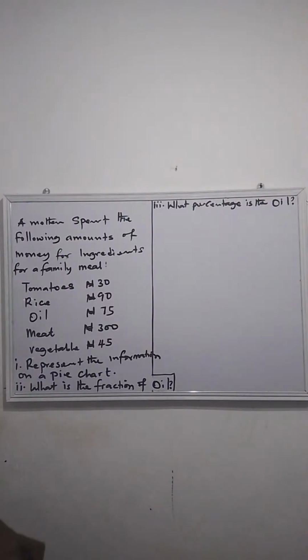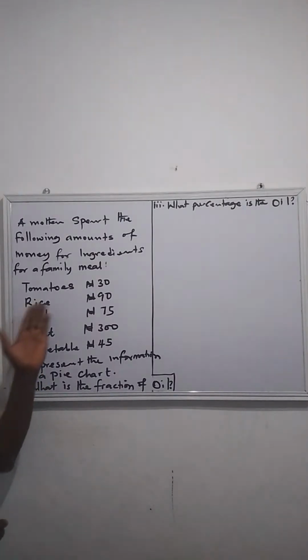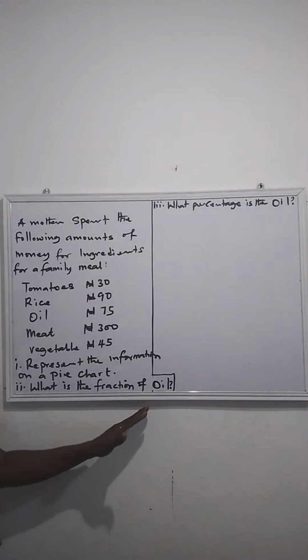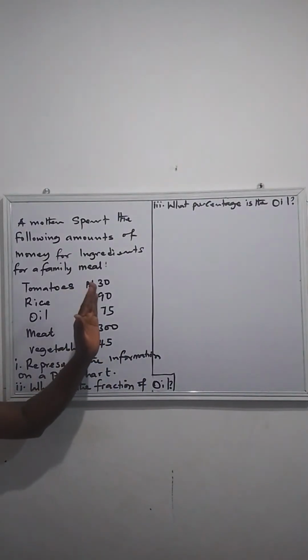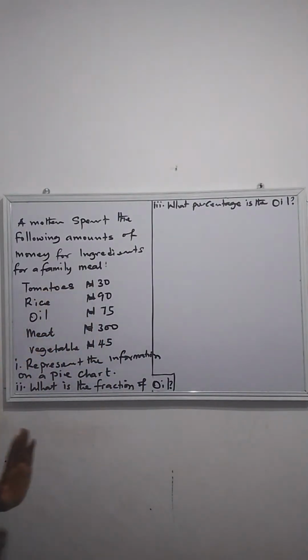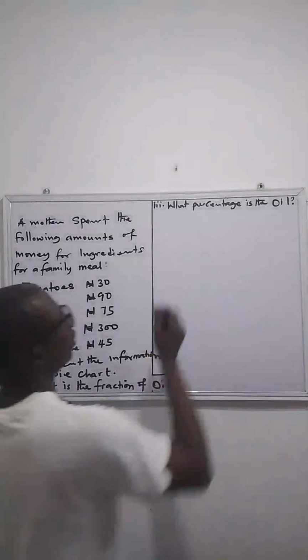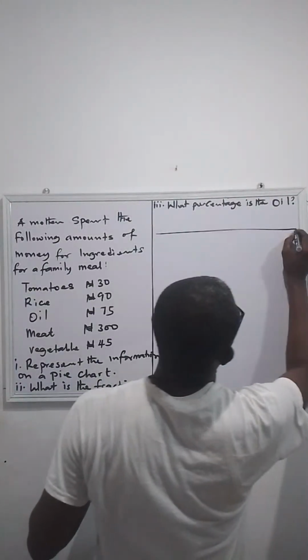Okay. Now the question says the mother spent the following amount of money for ingredients for a family meal. So we have tomato and so on. Now you have to represent the information on the pie chart. What is the fraction of oil and what percentage is the oil? Okay. So now what we need to do is just to construct a table for the sectorial angle for this. Okay. So now let's do that.